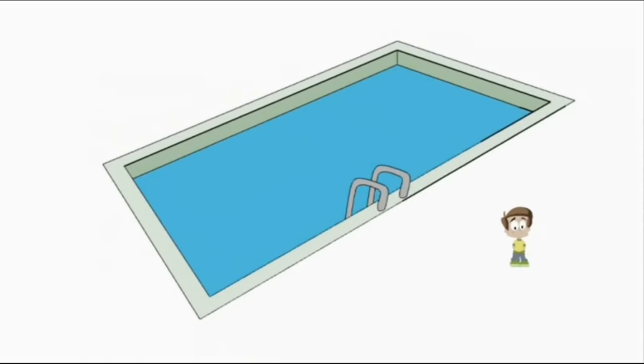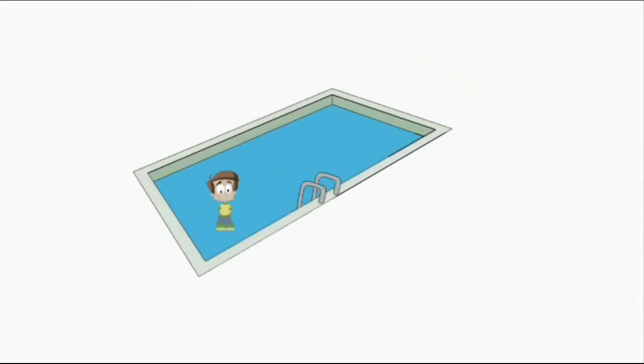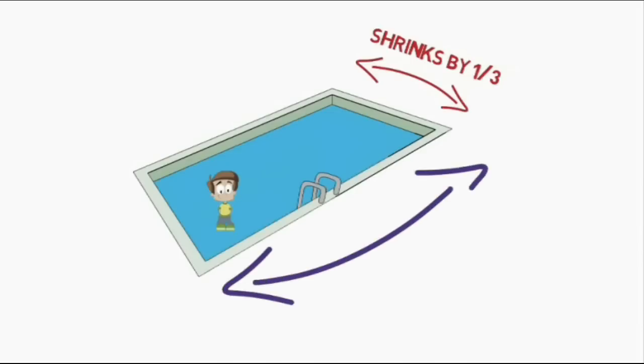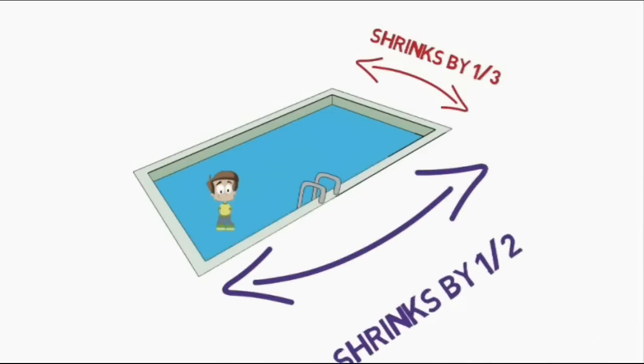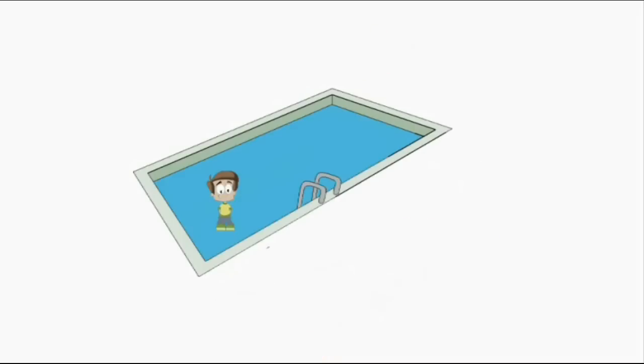So here in this problem, we have a boy who wants to go swimming. And little does he know that this pool magically shrinks every time somebody jumps into it. So he jumps into the pool, and after he does, the width shrinks by 1/3, and the length shrinks by 1/2. So the boy immediately gets out of the pool, and he's wondering what just happened.